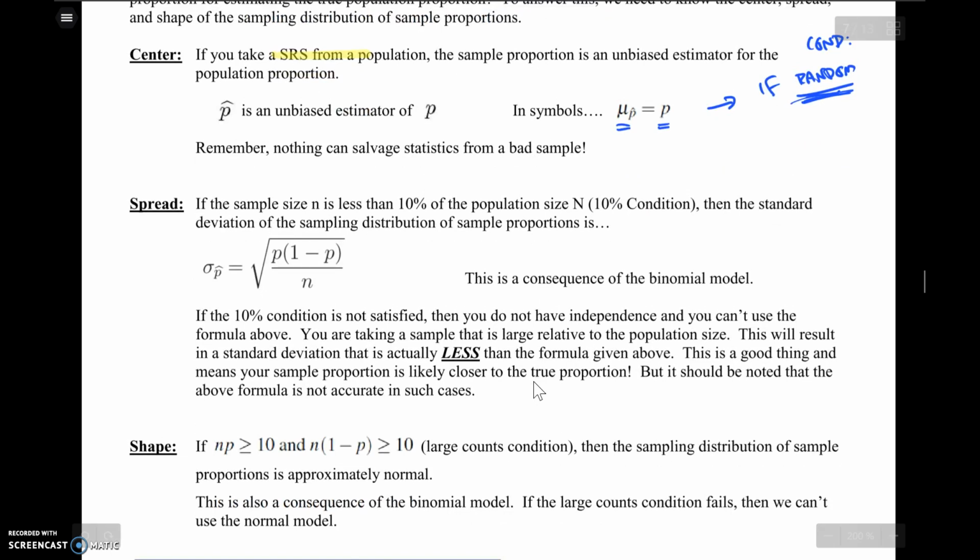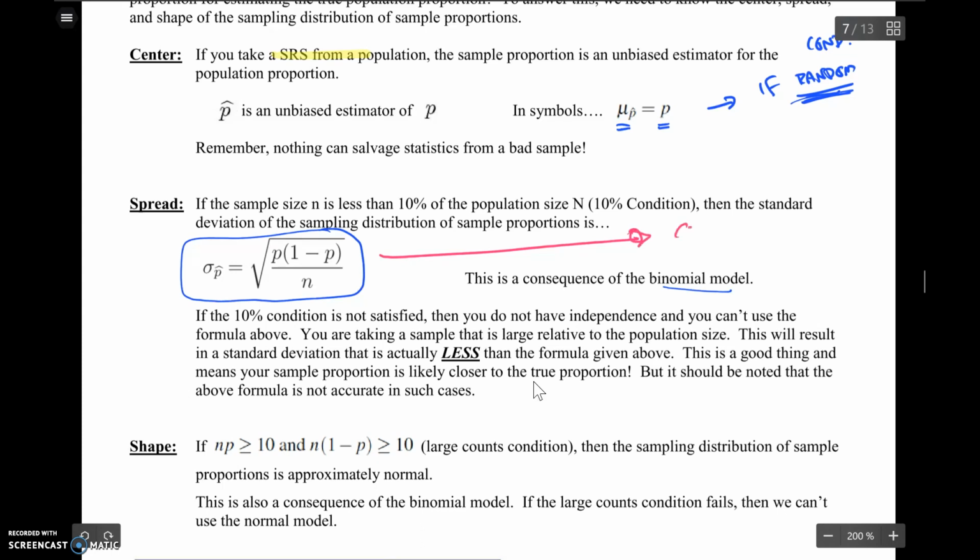Spread. This is the formula for the spread. I derived this in class, and talked about how it comes from the binomial model, but you're not really responsible for that. You can use this formula if you pass the 10% condition. The proof needed independence. If we're sampling without replacement, we don't have independence, but as long as the 10% condition is satisfied, we have pseudo-independence. That means this formula is good enough.